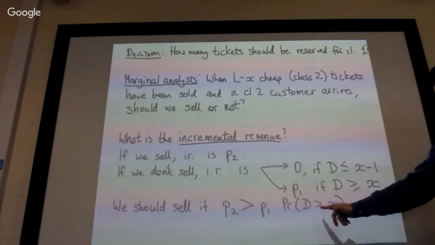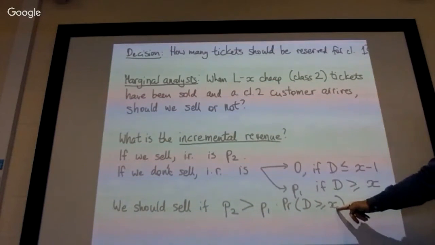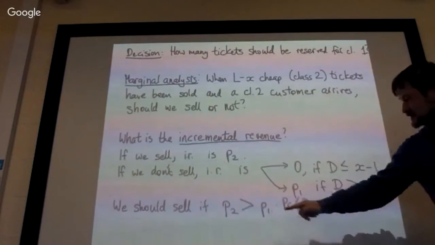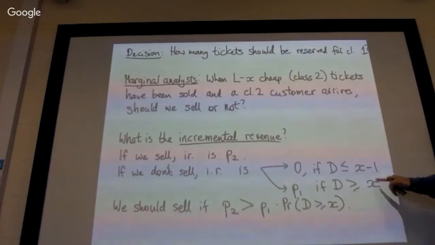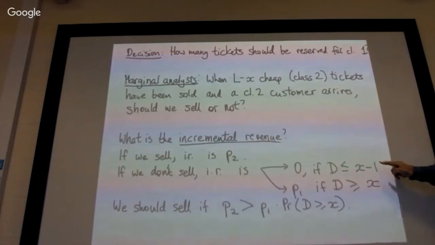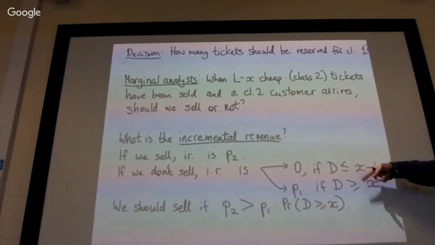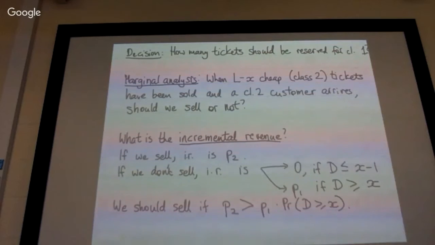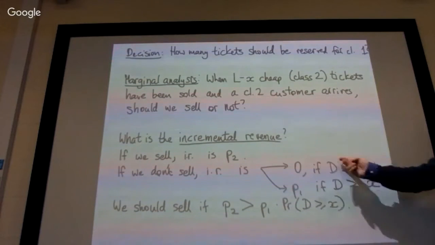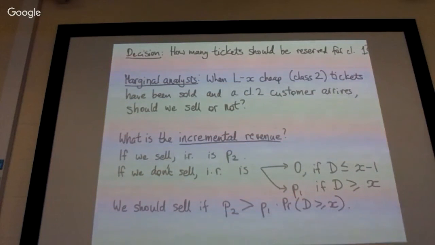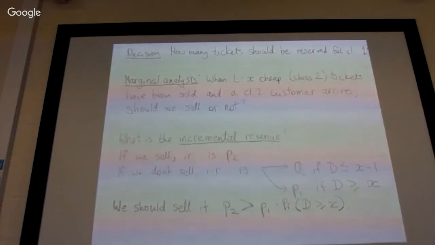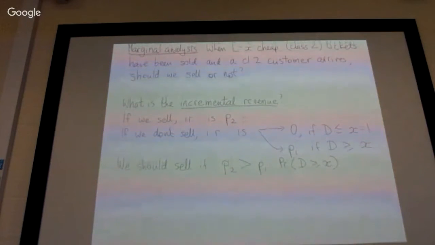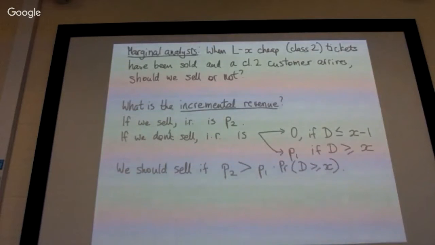P2 is larger than the probability that D is larger than or equal to X times P1, plus the probability that D is no more than X minus 1 times 0, which is 0. So that would be the expected revenue, of course, but I'm not writing 0 times something because that's 0. Okay, so this is really what we're looking for, the optimal X when we should stop.